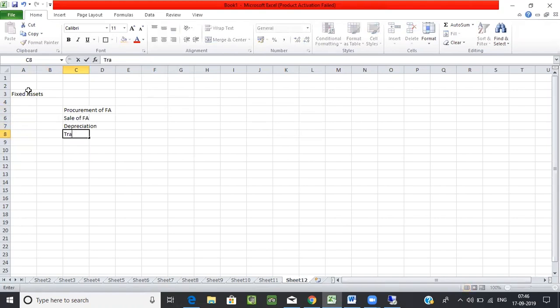Transfer of fixed assets. So I still have to create one more company code within this controlling area in order to discuss intercompany transactions, but we will discuss those missing topics immediately after these fixed assets. Since I have not completed it, I'm just pushing that. Okay, so procurement of fixed asset, sale of fixed asset, transfer of fixed asset, depreciation of fixed asset.